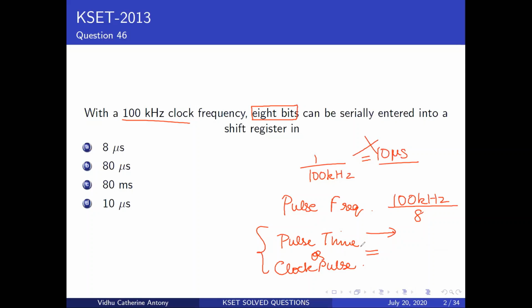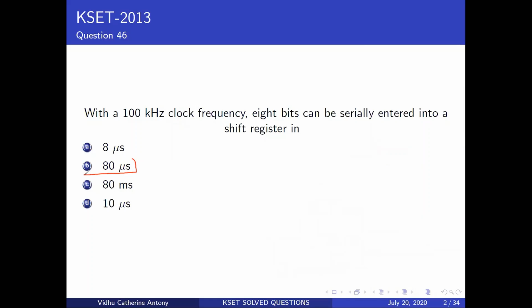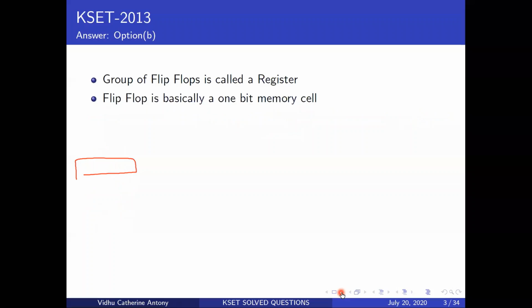So what do you know? Frequency is the inverse of time, right? So you have 8 divided by 100 kilohertz. This should give you 8 into 10 to the power of minus 5, which is about 80 microseconds. These would be in seconds, and this would be in microseconds. So what is your answer? Your answer is B. Let's just look at the solution.